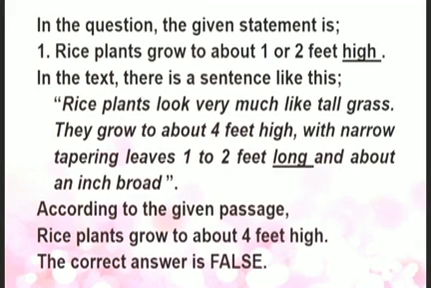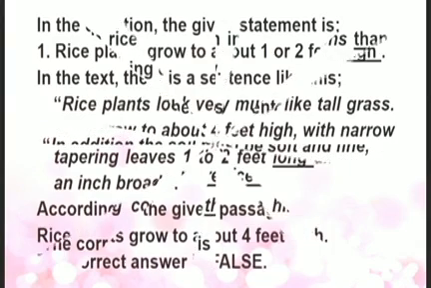In the first question, the statement is, rice plants grow to about 1 or 2 feet in height. The text says that rice plants look very much like tall grass. They grow to about 4 feet in height. According to the passage, rice plants grow to about 4 feet high. So, the given statement is false.